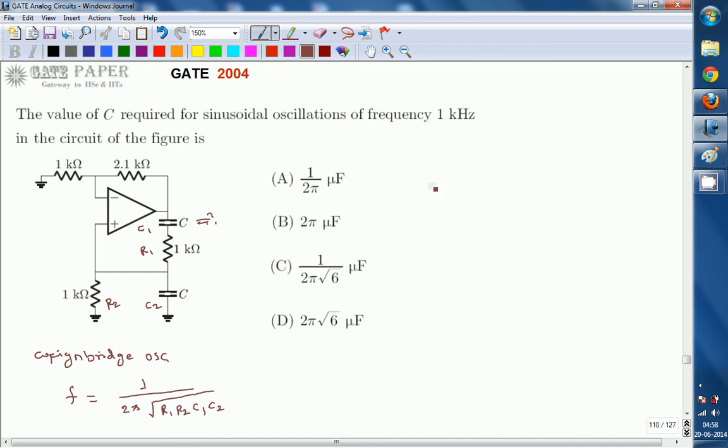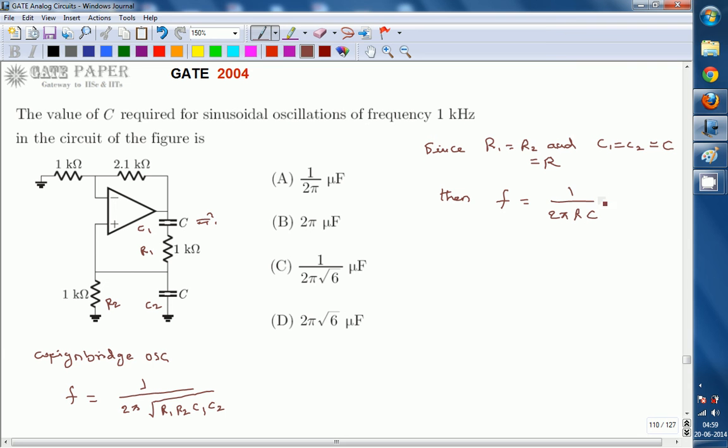But since it was given that R1 is equal to R2 and C1 is equal to C2, you are going to get R1 square C1 square. So we assume that R1 is equal to R2 is equal to R, and C1 is equal to C2 is equal to C. Then we can write the frequency of oscillations as 1 by 2 pi RC.